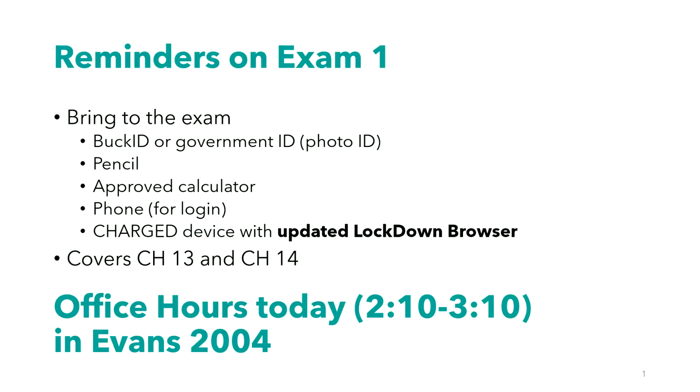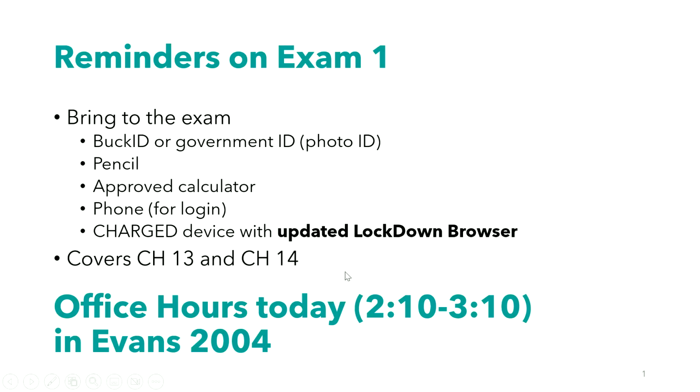You'll have some writing utensil, one of your approved calculators, which is 4 TI levels. You need your phones or whatever you use to do your Duo login first, then you'll put that away, and you'll have a charged device that can hold charge for an hour, and then it has updated lockdown browser. Okay, so I just checked, and the last piece here is that it covers chapters 13 and 14.